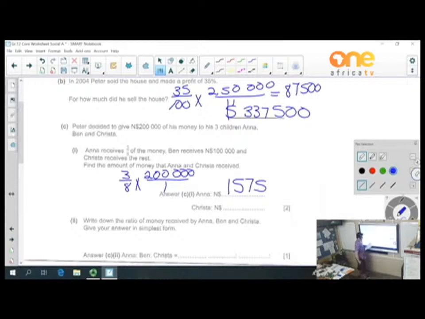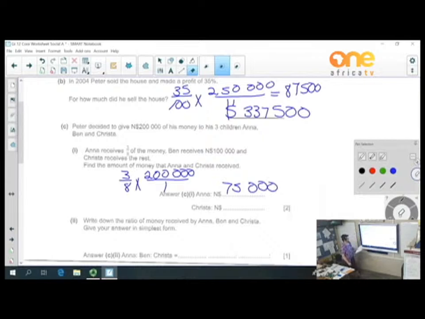1,575. Oh, no, sorry, I'm looking at the wrong place because this answer is in Pula. So no, 75,000, sorry. And then Krista, so now you just subtract it from 200,000, and it is 25,000 for Krista. Write down the ratio of money received by Anna, Ben, and Krista.